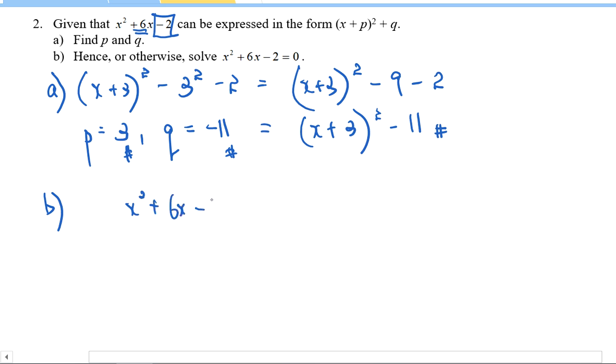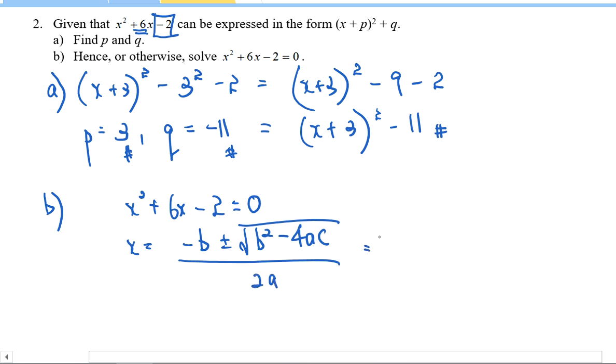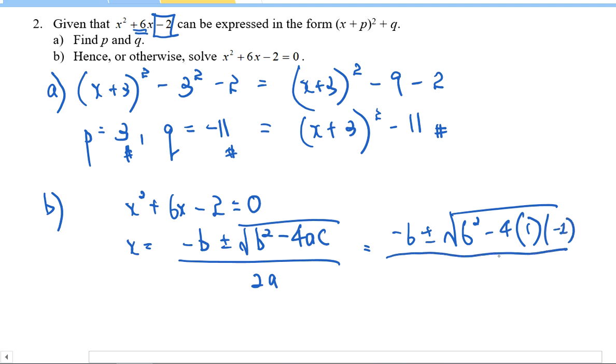Okay, what is the otherwise method? You should know by now. Alright, your quadratic formula. I can make use of negative b plus or minus the square root of b squared minus 4ac, over 2a. Let me plug in the values here. Value of B is 6. Substitute inside. Value of A is 1. Value of C is negative 2. Okay, replace your A, B, C. Because your A is 1, B is 6, and your C is negative 2.